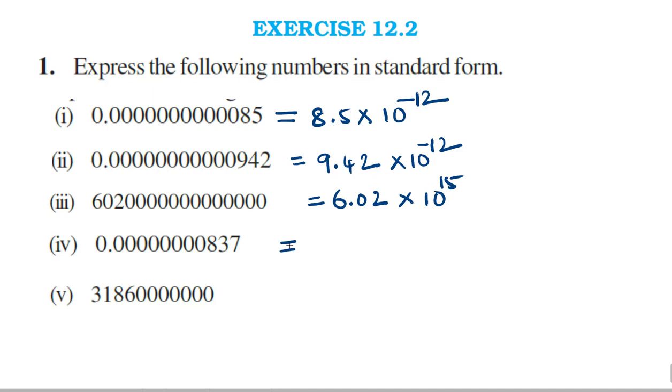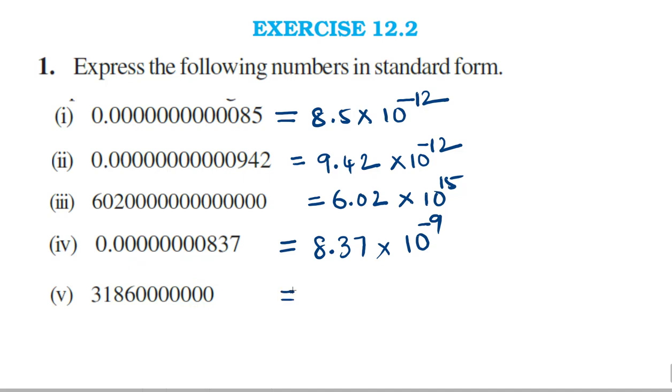Next, here we have 837. So we need to write it like 8.37 times. If you put the point here, 8.37, we need to move the point right. How many places? 1, 2, 3, 4, 5, 6, 7, 8, 9 places. So we need to write 10 to the power of negative 9.